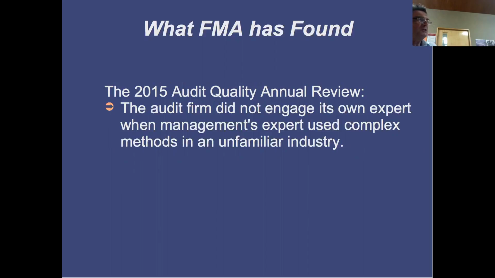The audit firm didn't engage its own expert when management's expert used complex methods in an unfamiliar industry. Now, this means that FMA expects the auditor to go out and get its own expert if the audit team is not sufficiently skilled and familiar with the industry to properly evaluate management's expert's work. So the FMA actually expects auditors to do that.